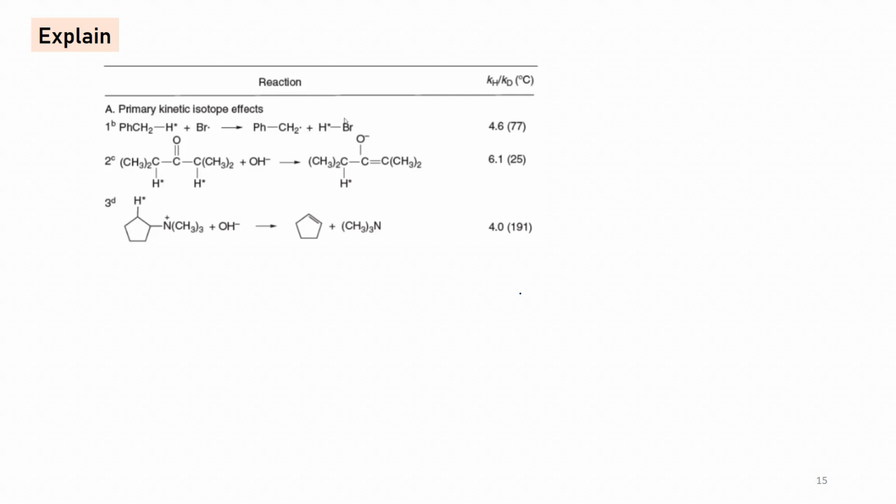So here you have to explain. Three reactions are given with their kinetic isotope values. You have to explain why they are showing this type of kinetic isotope value. From the values you can see all are primary kinetic isotope effects, as all are greater than 1. So how can you explain? Just try the first one. I will answer. I will give you 5 seconds.